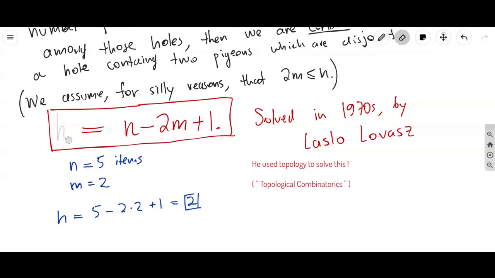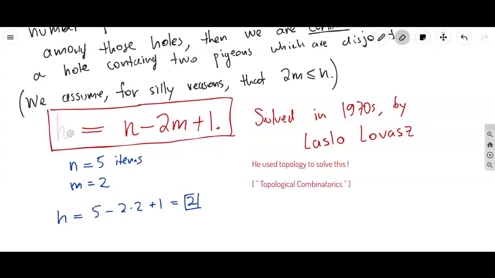So basically what you have to show is that this is the optimal number. So you have to show that if this is the number of holes you have, then you can always find two pigeons in the same hole that do not overlap. And then the other part is to show that if you go one more, that if you have n minus 2m plus 2, if you go one more, then there is a way to do it so that they always overlap no matter what. So that's actually the easy one.